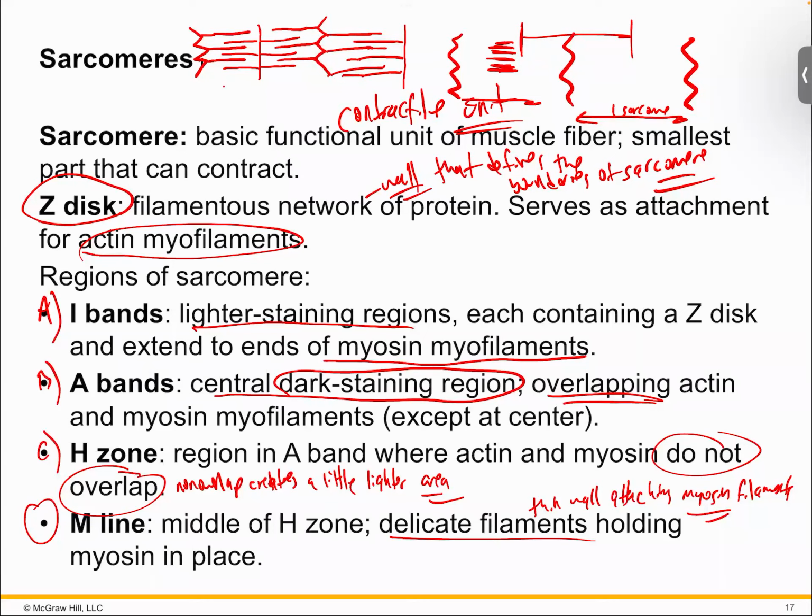So your A band is going to be this zone of overlap. The H is going to be right here. And this guy right here is M. The I band, if you're wondering, is going from non-overlap region to non-overlap region. So that's your I. I always have to build the sarcomere backwards because it doesn't make any sense to me unless I build it backwards.